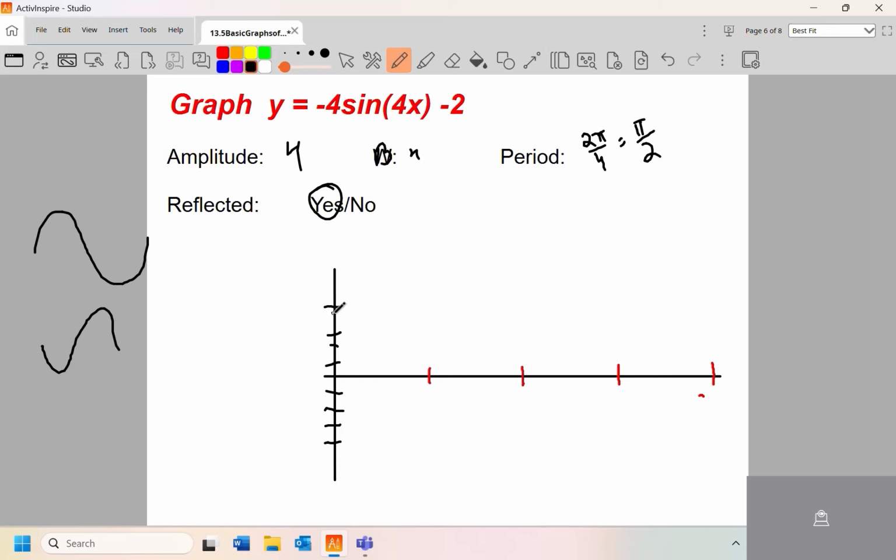Tick marks aren't the best spot, but whatever. I'm still going to start at 0 pi, but I'm going to go all out to pi over 2 this time. Now halfway between 0 pi and pi over 2 is pi over 4. Halfway between 0 pi and pi over 4 is pi over 8. Halfway between pi over 4 and pi over 2, a little harder to do, right?